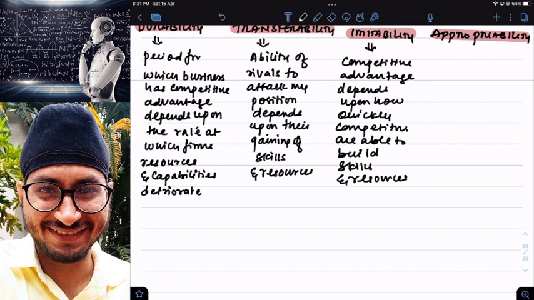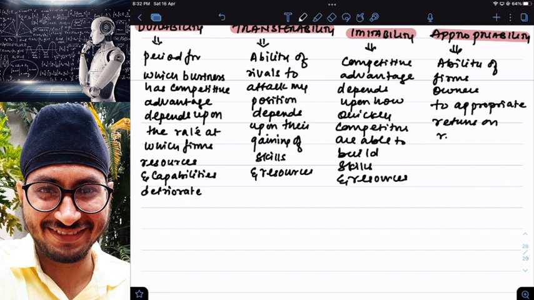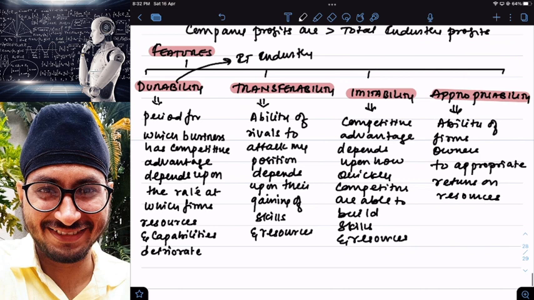Then we have what? Appropriability. Appropriability means the ability of firm's owners to appropriate returns on resources. Means in case I'm having a competitive advantage, I will be able to generate better returns compared to my competitors. So how many features are there, sir? Four. Durability, transferability, imitatability and appropriability.